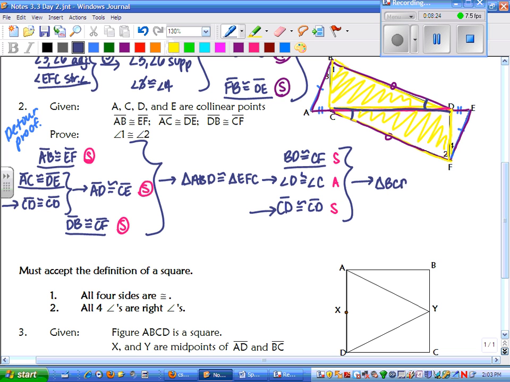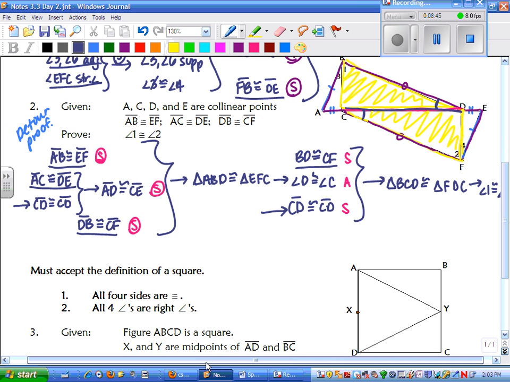Triangle BCD is congruent to triangle... So if I'm going BC to D, I have to go FD to C. Looks like I have angle 1 and angle 2 in those two. So now from CPCTC, I can say angle 1 is congruent to angle 2, and I'm done.